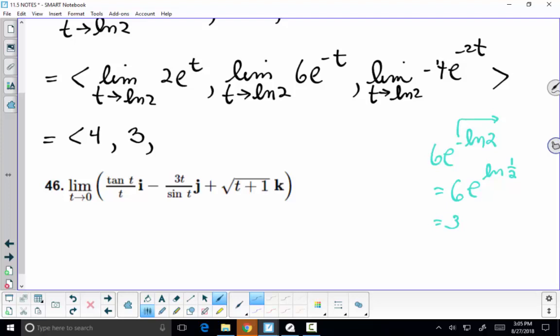So for this one here, we plug in the ln2 up there. That negative 2 has to be moved up to an exponent position on the 2. 2 to the negative 2 is 1/4. So we're going to get 1/4 times negative 4. So we're going to end up with negative 1.